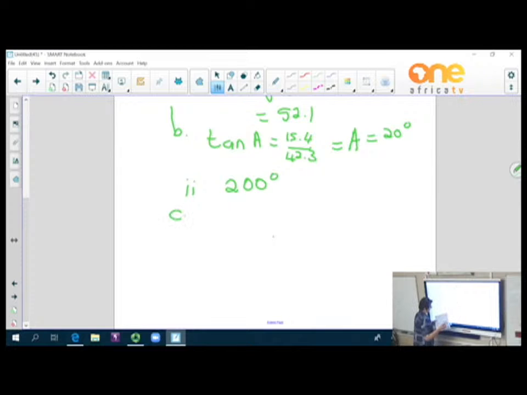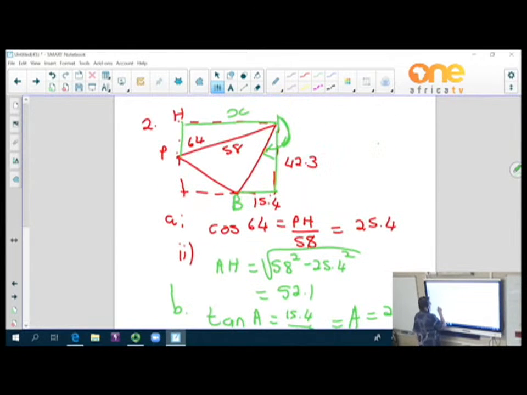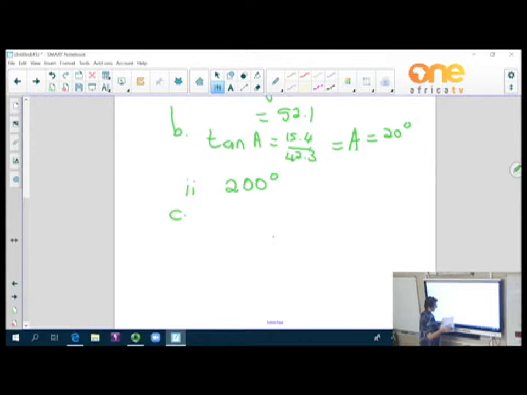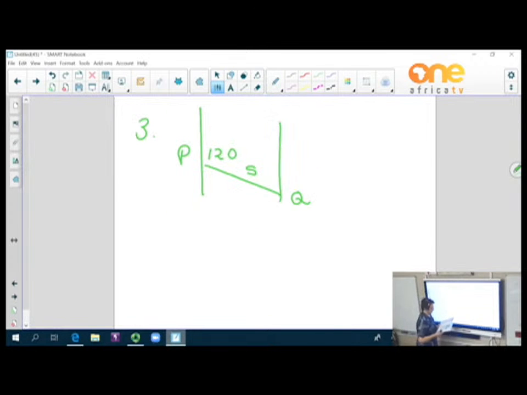Now we look at number C. Angle KPB is 65 degrees, and we have to calculate the bearing of P from B. Now again, if we go back to our sketch, P from B means this is the angle that we want to calculate there. Remember your north lines, that you work with your north lines, and that bearing is then 295 degrees. Right, and we continue with number 3.